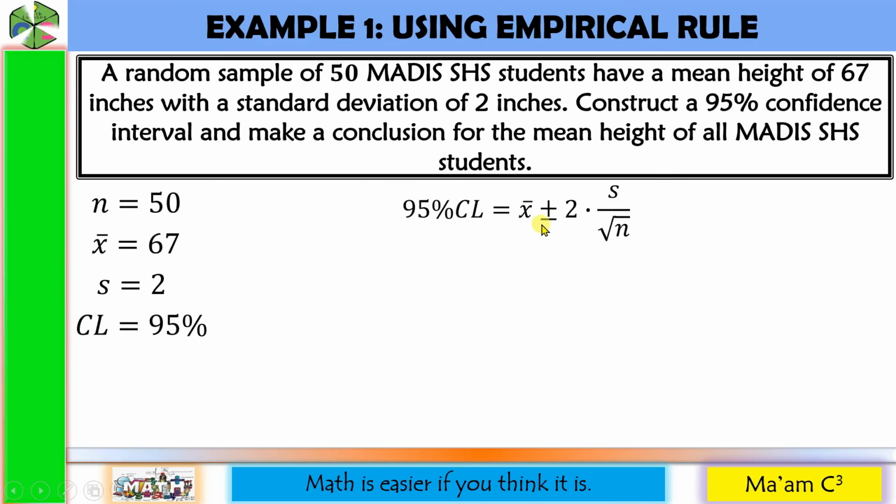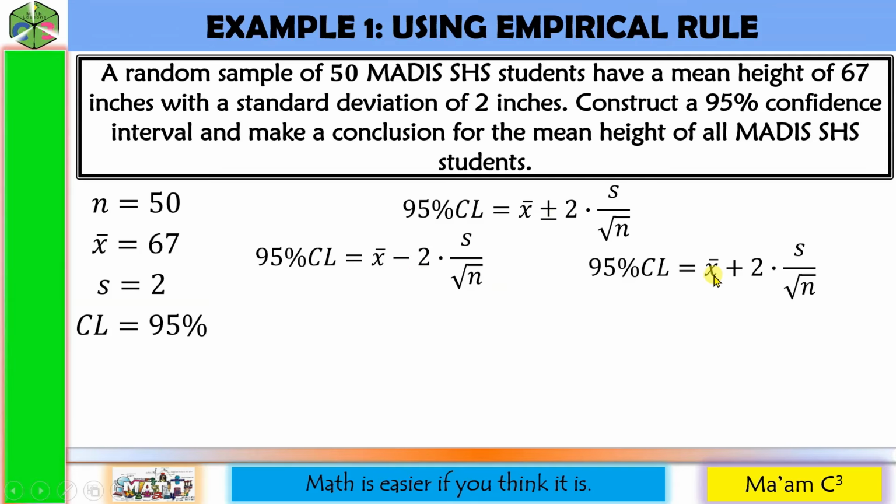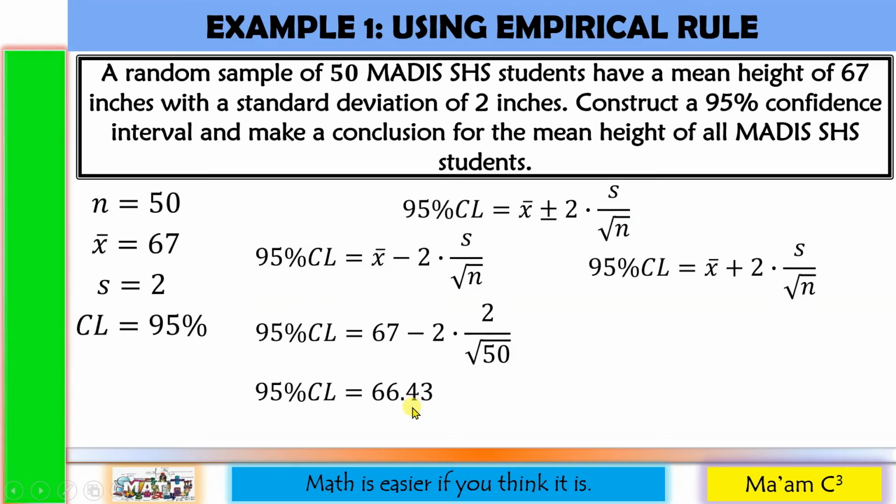All you have to do is to separate this plus and minus here. So we're going to create one for minus and another one for plus. Then we substitute our values. Sample mean is 67, S is 2, and n is 50. This will give us 66.43. We'll do the same thing on this side, only this time it is addition.